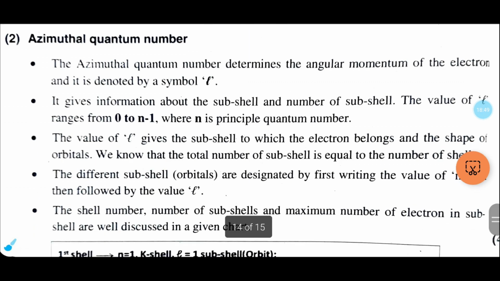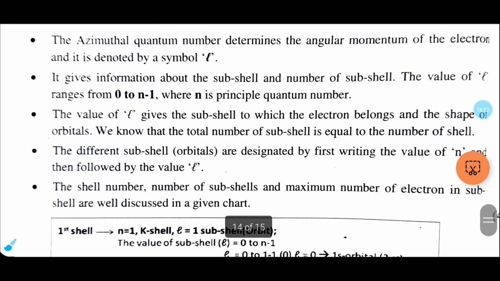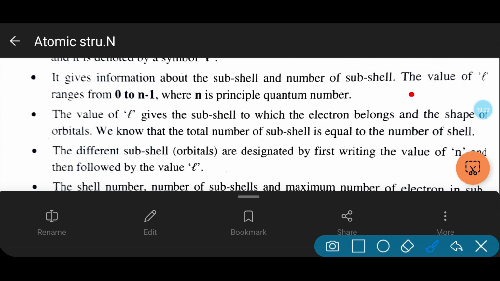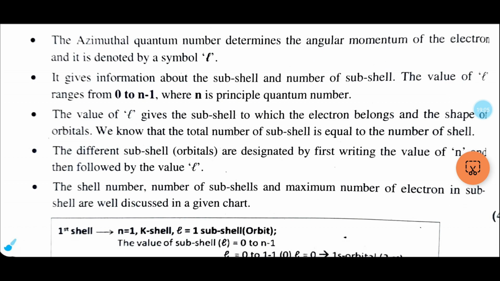Now the value of l gives us the subshell to which the electron belongs, and it also gives the information about the shape of the orbital. Whatever the shape of the orbital, that is determined by the azimuthal quantum number. So we know that the total number of subshells is equal to the number of shells.